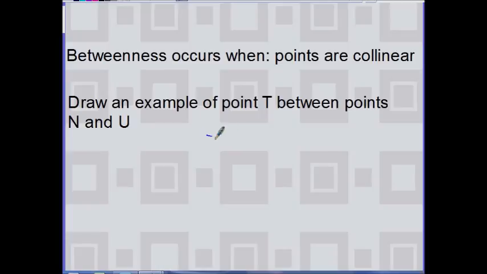So here's point N and point U. Again, betweenness is only going to occur when collinearity exists. Now, if T is going to be between them, it means it's going to be anywhere in this space. It doesn't have to be in the middle. It can be closer to one point or the other, or it could be more towards the middle. It doesn't matter. So I can put my point there for T. So T is between points N and U.